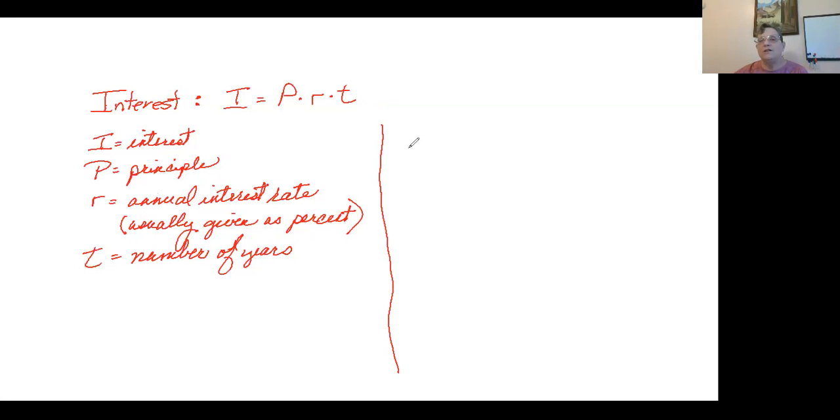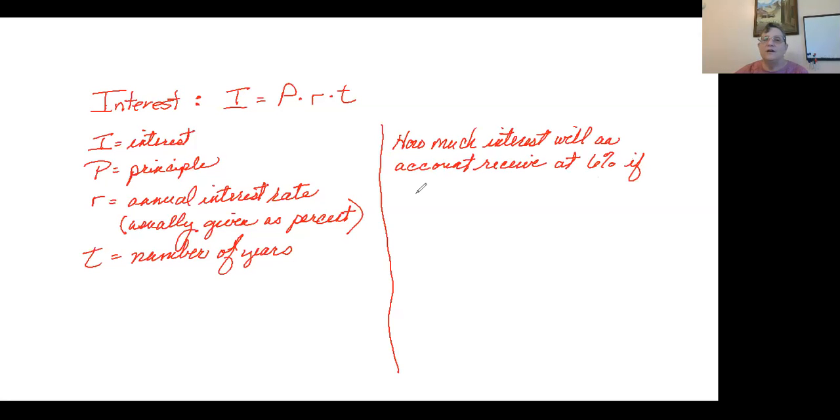So if you want to know for just 1 year, if you're saying how much interest will an account receive at 6% if the starting principal, and this could be a loan, is $2,000 for 4 years.